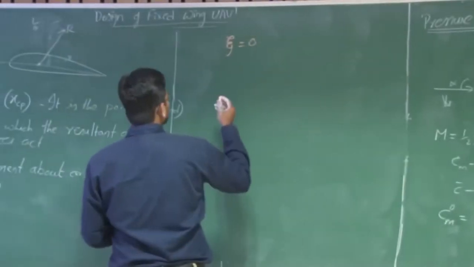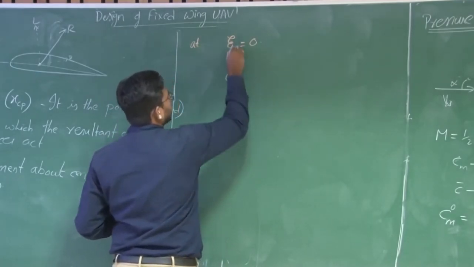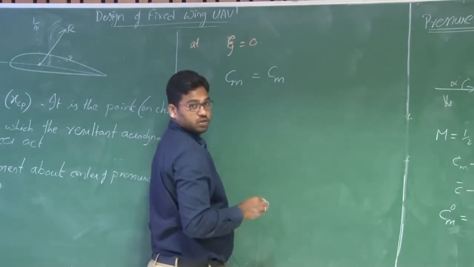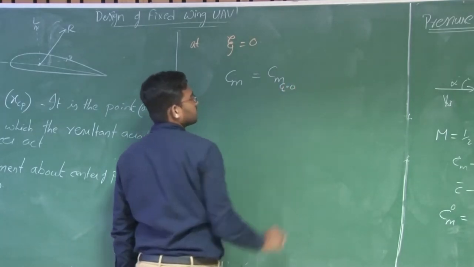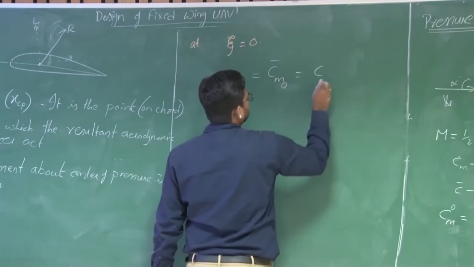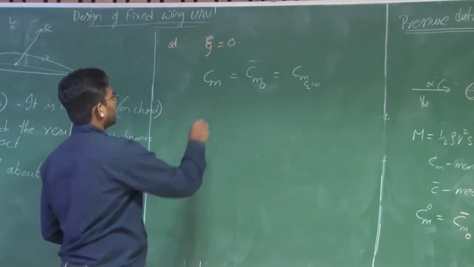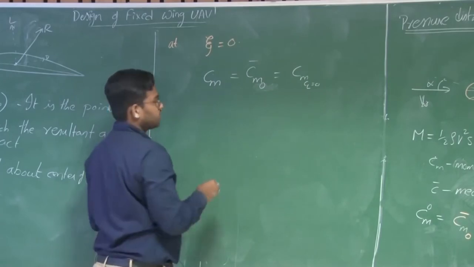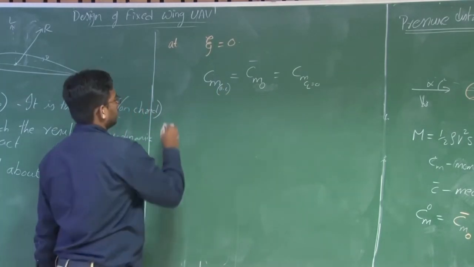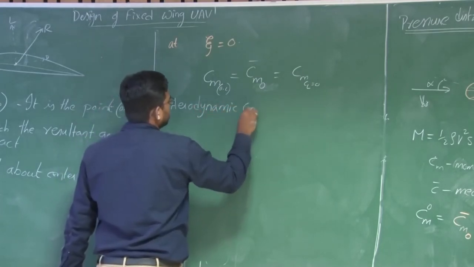So there exists a point where zeta is equal to 0, right? At zeta equal to 0, the moment about that point is equal to the moment when CL is equal to 0. This is the same thing: Cm naught bar is equal to Cm where CL is equal to 0, right? So this particular point is known as the aerodynamic center. So this is the moment about the aerodynamic center, A dot C, right? Now let us define an important variable, aerodynamic center.